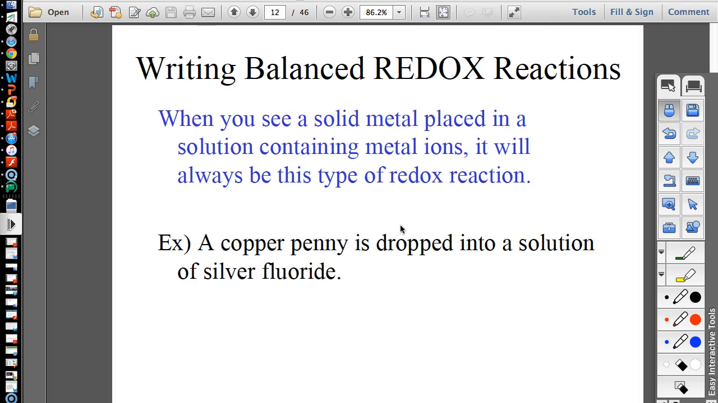Anyway, when you see solid metal placed in a solution containing metal ions, and you see some kind of redox reaction happening, like a copper penny dropped in a solution of silver fluoride, I'm sorry. Do you see this? So I made a little copper Christmas tree, and I'm going to put it in some. I have the silver up here. Where's my little Christmas tree? That's mine. You have yours?